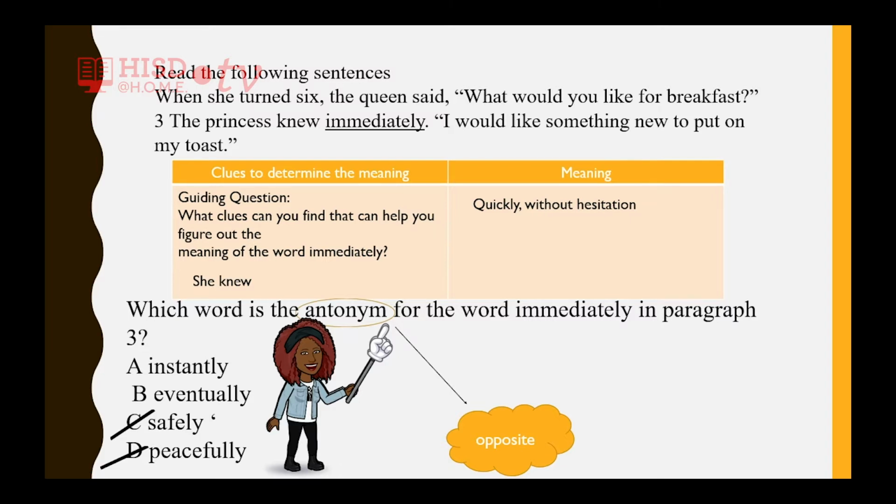So I'm looking for the opposite of quickly, without hesitation. If I'm looking at that, A is going to be a synonym. So the antonym of immediately is eventually. Because if you do something eventually, that means you're going to do it when you get to it. You're going to pause for a minute. You're not really quick to do something. So if she's not quick to do something, that's the opposite of immediately.